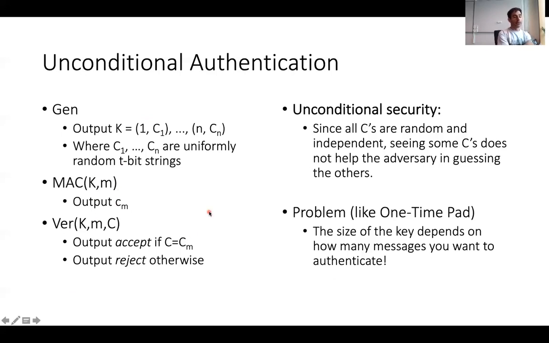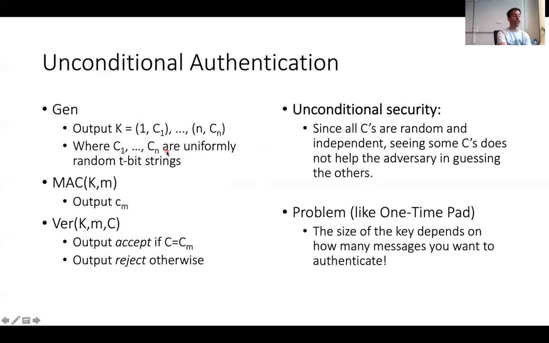And now let's argue about the security of the system. Suppose that an adversary has seen the MAC for some messages, maybe 1, 5, and 7. What is the probability that the adversary will be able to forge the MAC for message 2, which he has not seen before? Well, the MAC for string 2 is a uniformly random t-bit string, which is independent of all the other strings that the adversary has seen already. Since all the codes are random and independent, seeing some of these does not help the adversary in guessing the others.